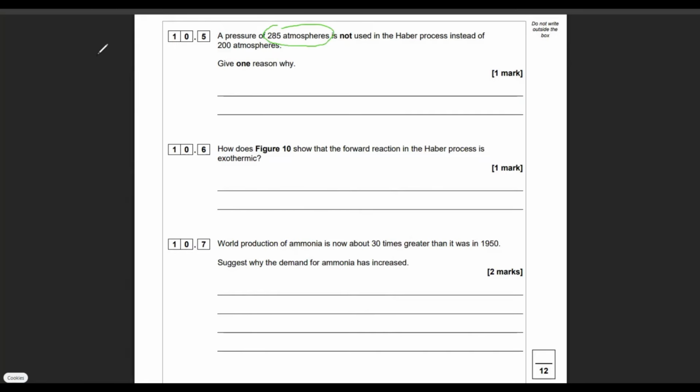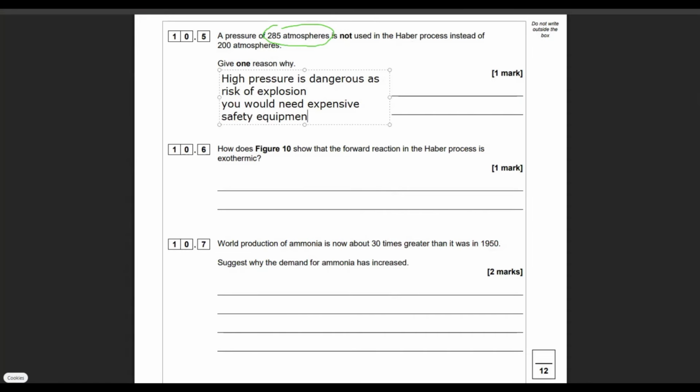Give one reason why they don't use that higher pressure, even though you get a better yield. Well, high pressure is expensive. It's dangerous because you can get an explosion with high pressure. You need thick steel walls on your reaction vessel, your big container. You'd need thick steel walls to stop it exploding. Steel costs lots of money. You need lots of safety equipment as well for your workers, and that's the reason.